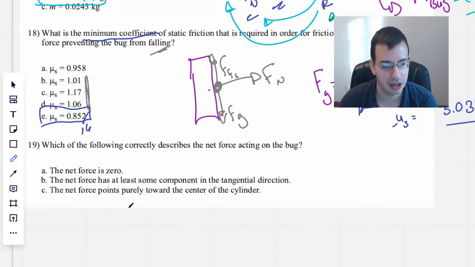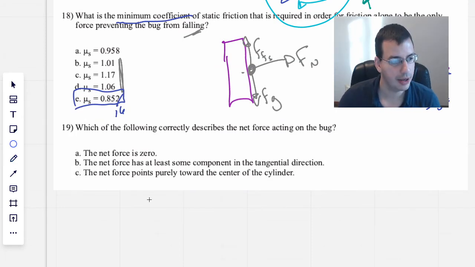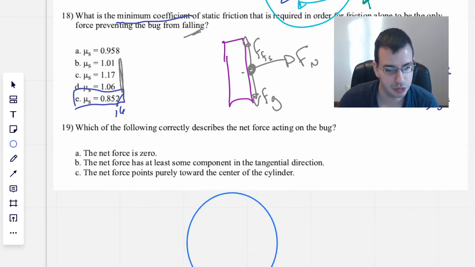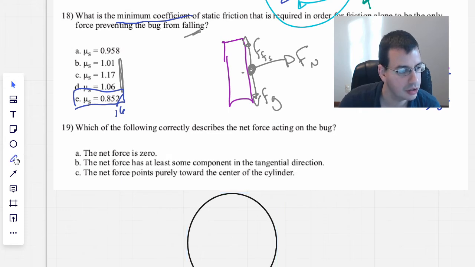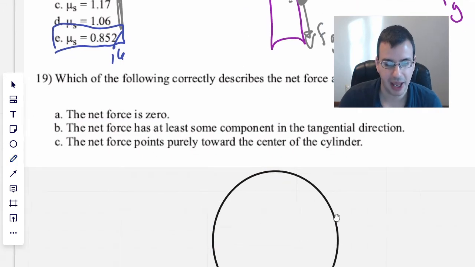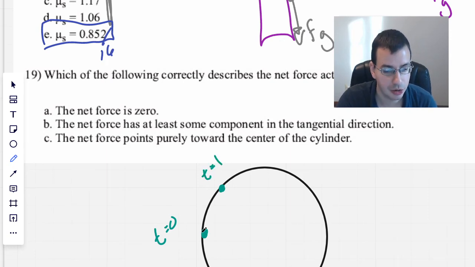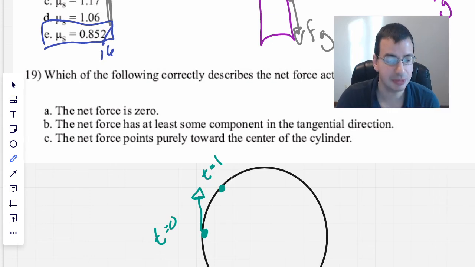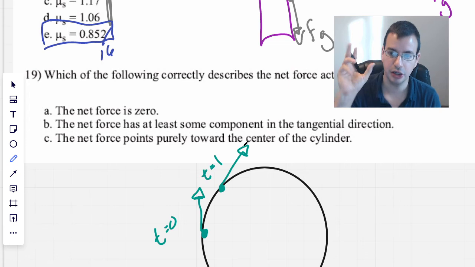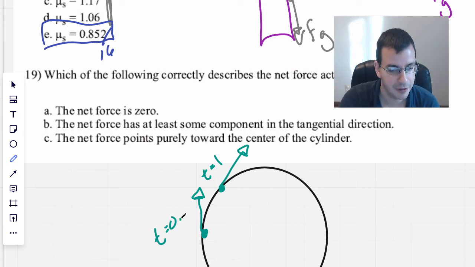Okay, so this is a good question. Draw a picture real quick. Here is the rotating cylinder. And we have our bug here. So we have time t equals 0, bug over here. We'll say time t equals 1, bug is here. So it's moving. Being stationary relative to the lampshade does not mean that it is stationary. So this will be the velocity at point 0. We'll call this the velocity at point 1.